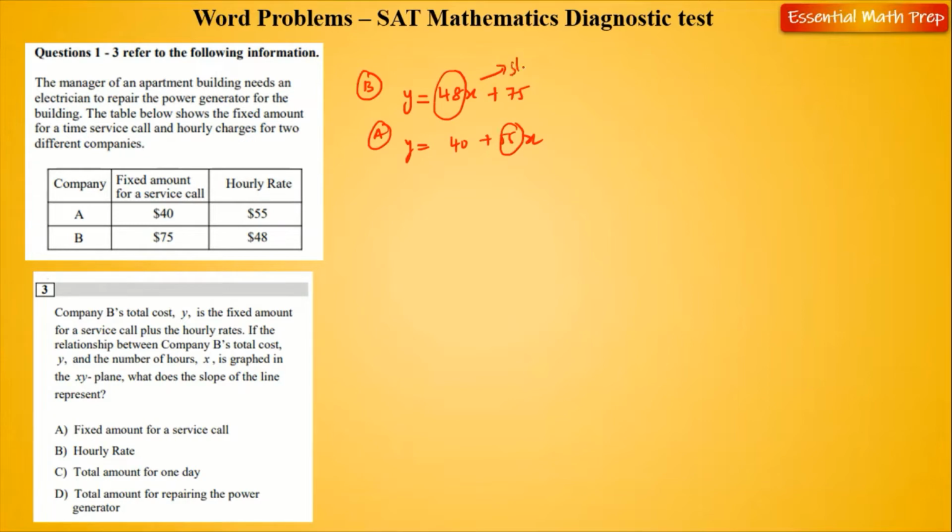That is the slope. That's nothing but how much he's charging per hour. In other words, it's the hourly rate, right? It even says so right at the top. So hourly rate is the answer.